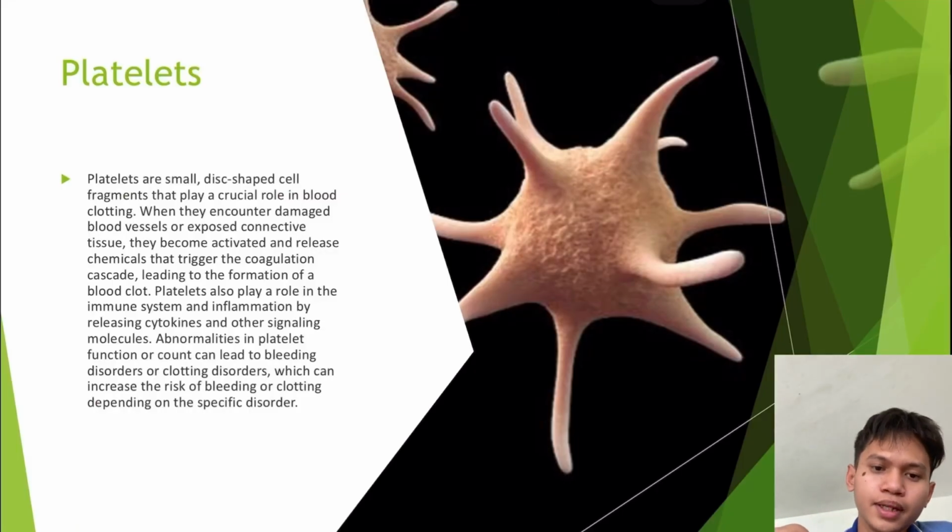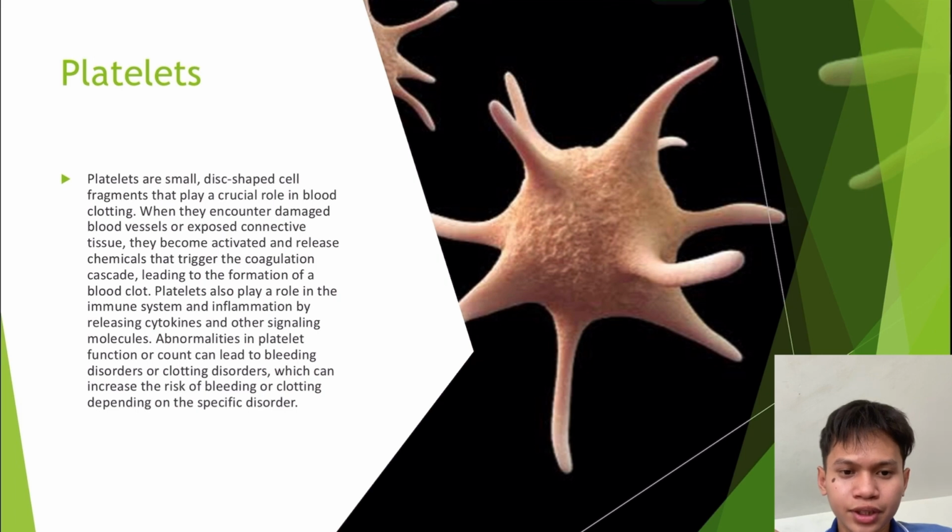Platelets. Platelets are small disc-shaped cell fragments that play a crucial role in blood clotting. When they encounter damage, the blood vessels expose the connective tissue. They become activated and release chemicals that trigger the coagulation cascade, leading to the formation of a blood clot.